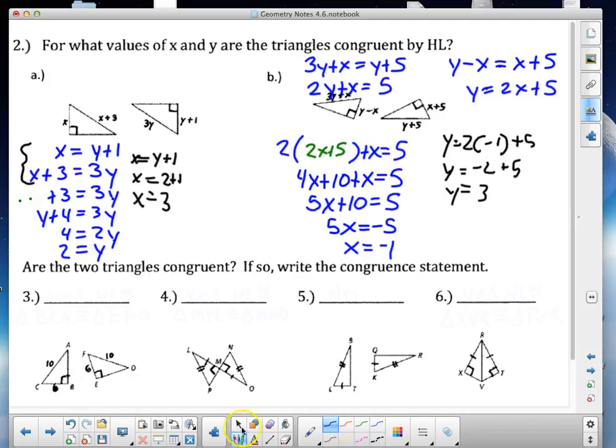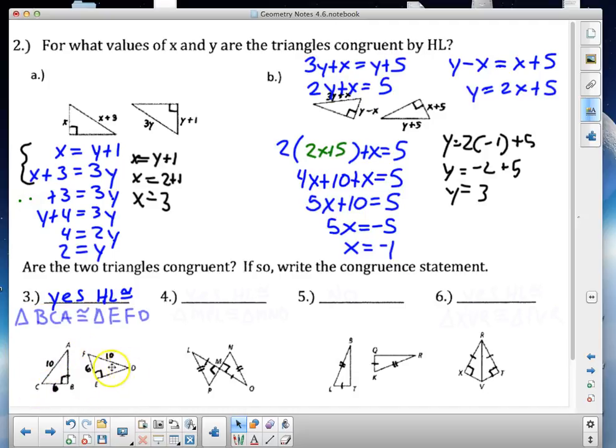In my next section, we're looking at: are the two triangles congruent? If so, write the congruence statement. So I'm going to look at this, and I'm going to check out my hypotenuse, my right angle. These are right triangles, and I've got a leg that's 6 and another leg that's 6. Now, keep in mind, they're congruent by HL. And now I'm going to count them up. I'm going to start here at B, the right angle, and go to A, then C, and I started at my right angle E, and I went to F and D. And yep, B, C, A, and E, F, D, those are great.